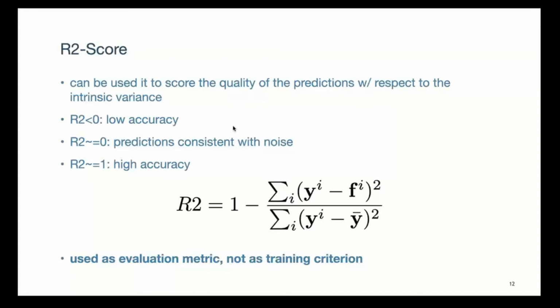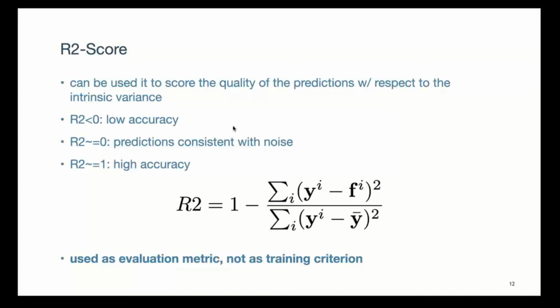And the way it's defined here, a score smaller than 0 means you have very bad accuracy. So it's like, yeah, guessing. A score around 0 means your predictions are consistent with the model noise, which is the noise in the data, which is also not very good. And if you are close to 1, or significantly close to 1, that is actually very good.